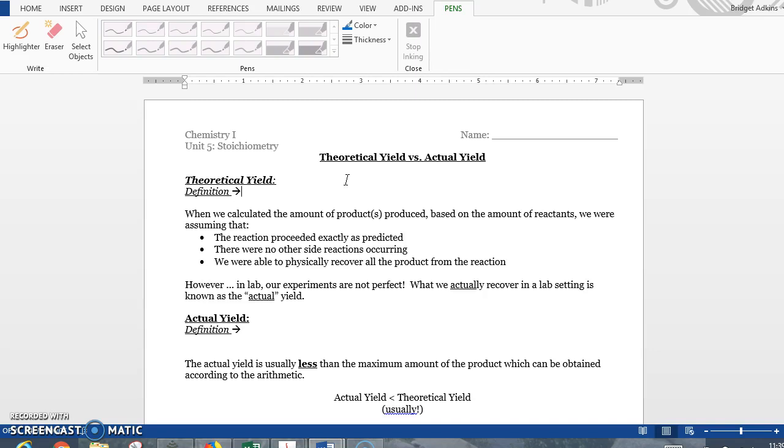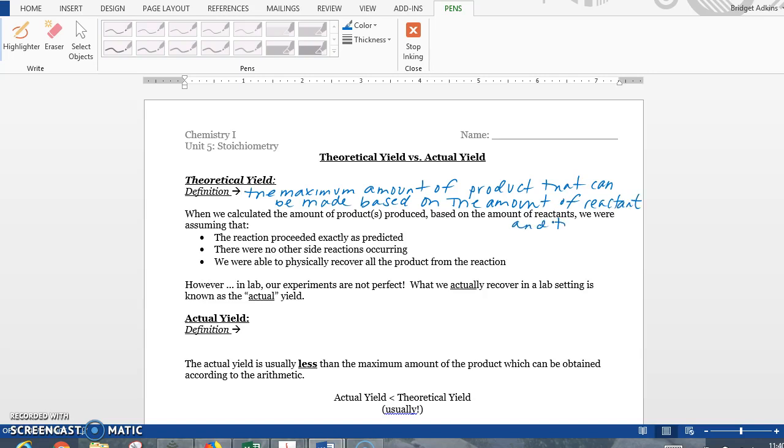So if we move from a cooking analogy to a chemical reaction analogy, theoretical yield is the maximum amount of product that can be made based on the amount of reactant and the balanced chemical equation. So that's our recipe.